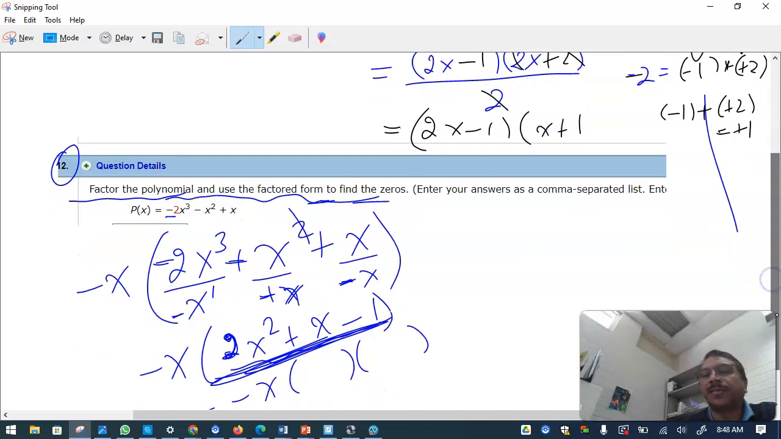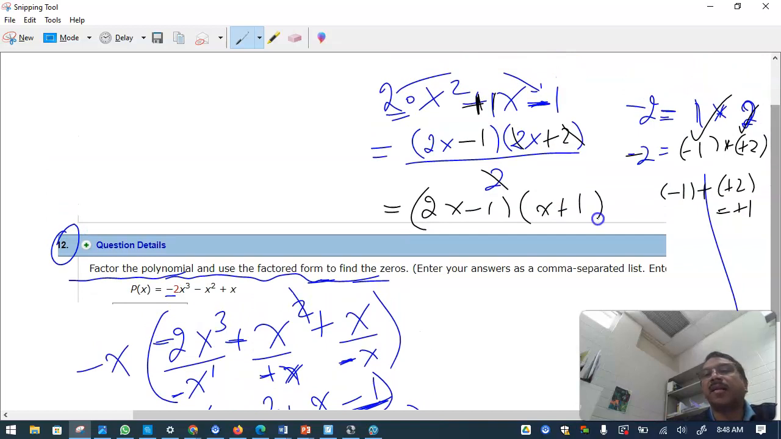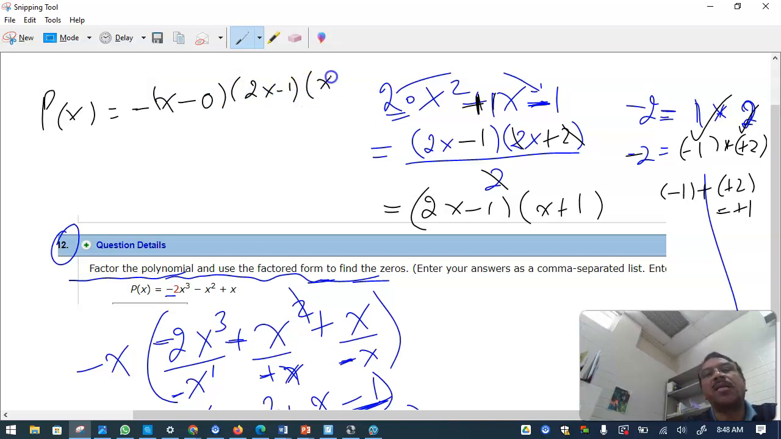So let's put it together. If you see at the bottom, there was a minus x here. So that minus x and this 2. So your p(x) now will be in the factor form minus x. Now the x, I can put it like x minus 0, and the other one is 2x minus 1, and then there is x minus 1.